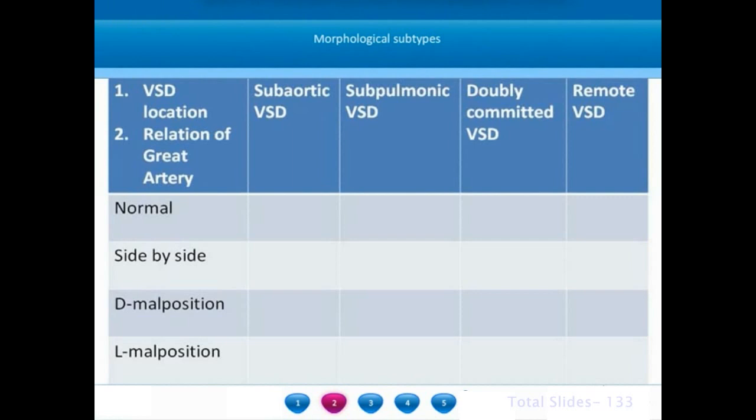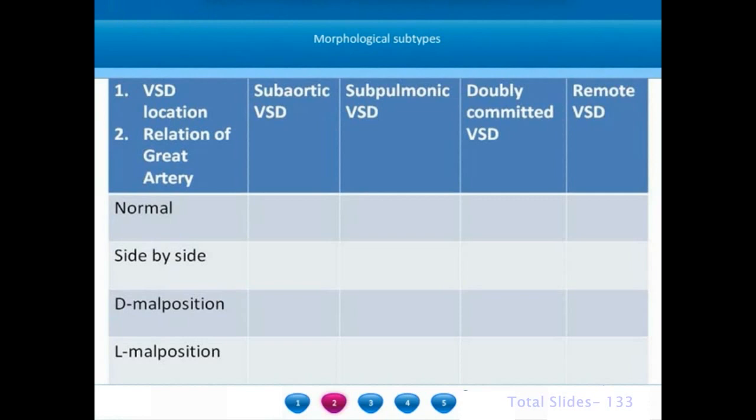The morphological subtypes of double outlet right ventricle are based on VSD location and the relationship of the great arteries. Based on VSD locations, double outlet right ventricles are classified into those with subaortic VSD, those with subpulmonary VSD, those with doubly committed VSD, which means the VSD is related both to the aortic and pulmonary valves, and those with remote VSD, which means they are both away from the aortic and pulmonary valves.